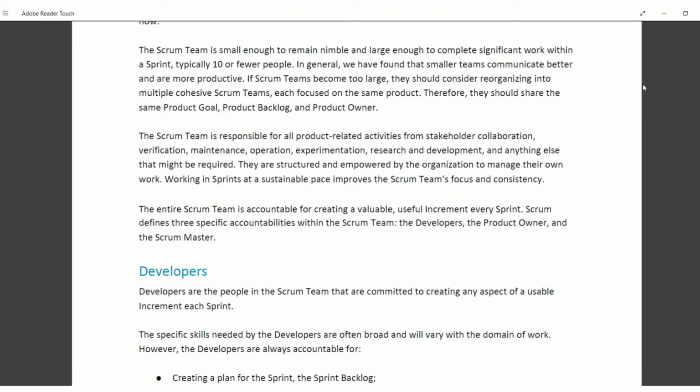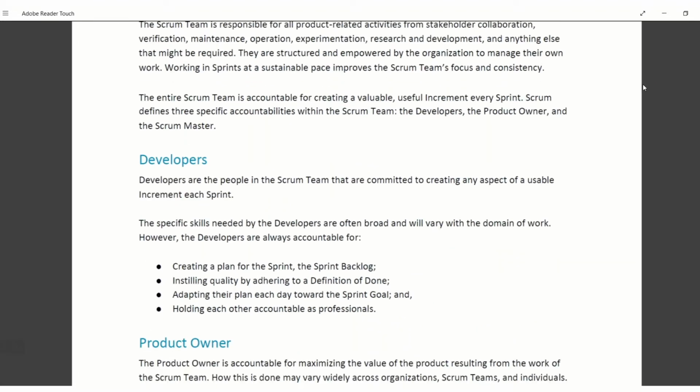In general, we have found that smaller teams communicate better and are more productive. If Scrum teams become too large, they should consider reorganizing into multiple cohesive Scrum teams, each focused on the same product. Therefore, they should share the same product goal, product backlog, and product owner.